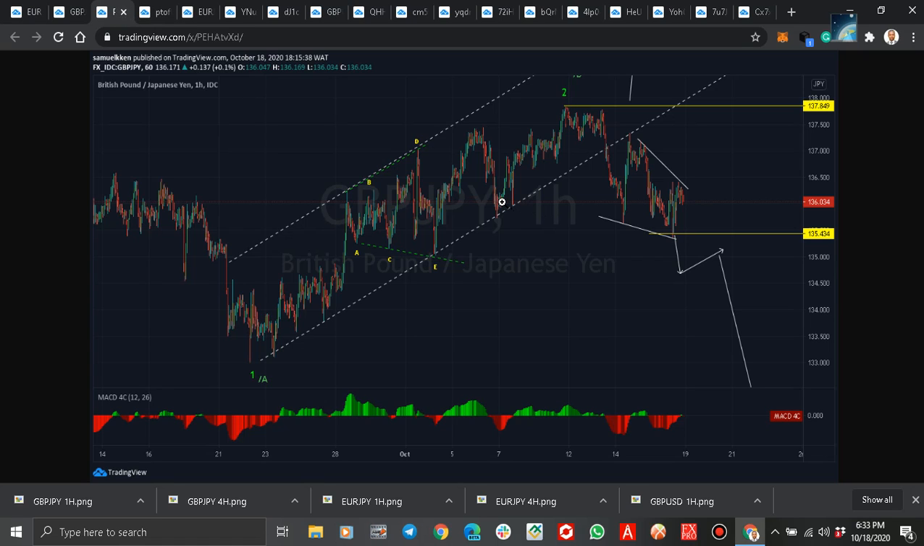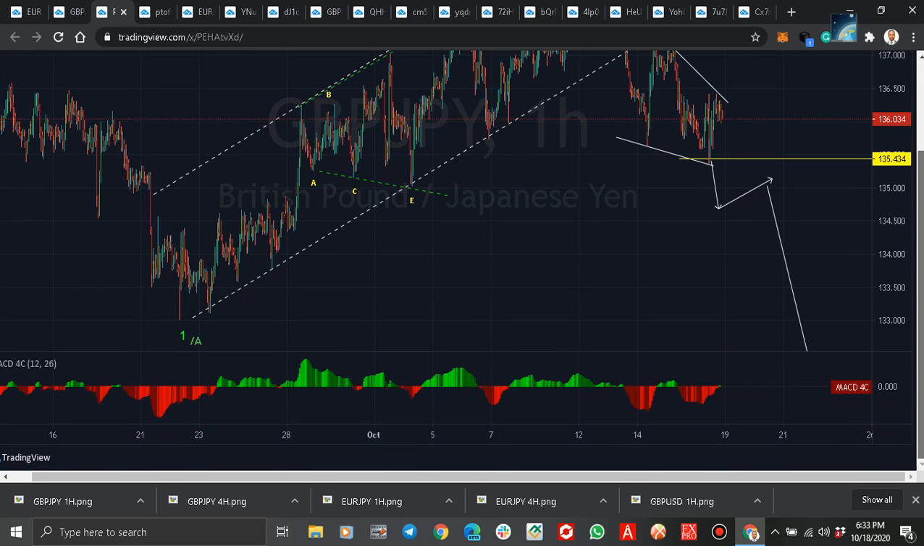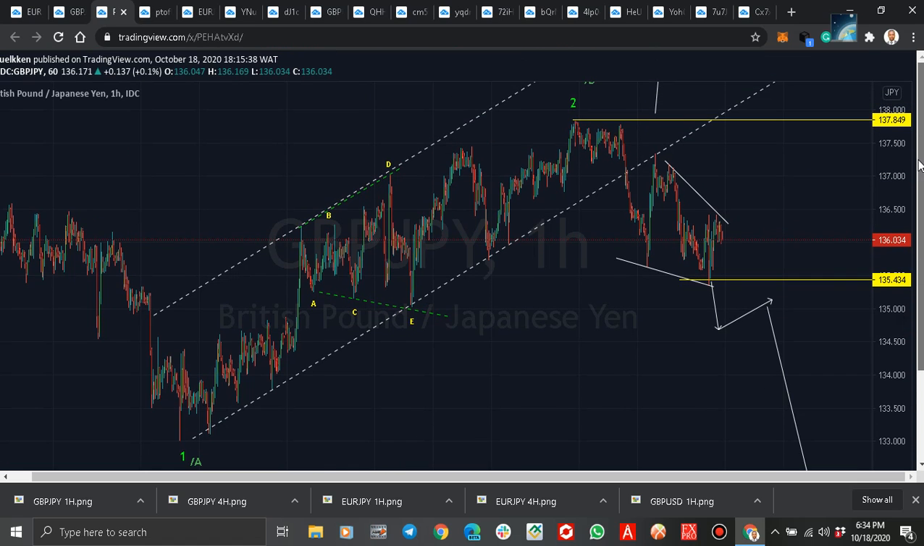Sorry, GBP/JPY on 1 hour. Nothing much, nothing differs between 4 hours and 1 hour. So you can see we are looking to enter a sell setup. So we will likely have 133. The price might drop as low as 133. That's my main focus on this very pair.